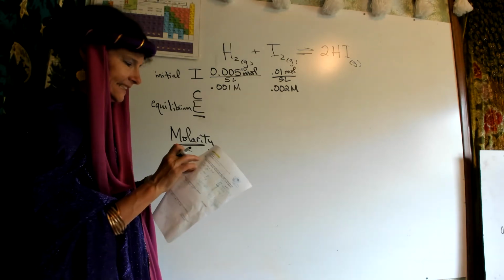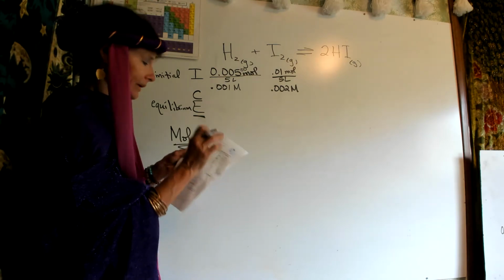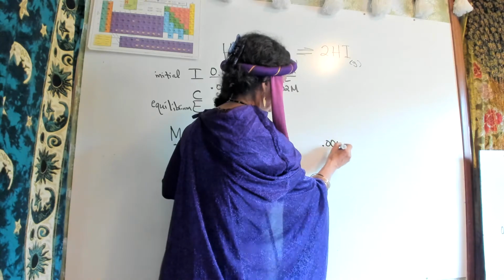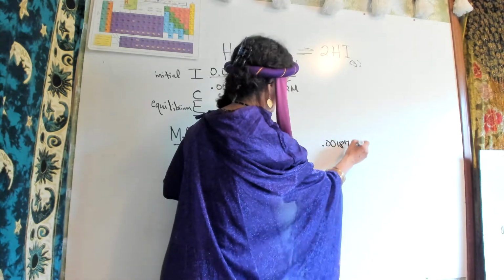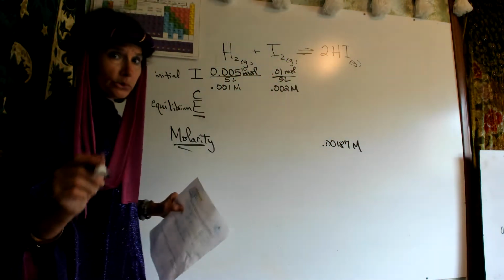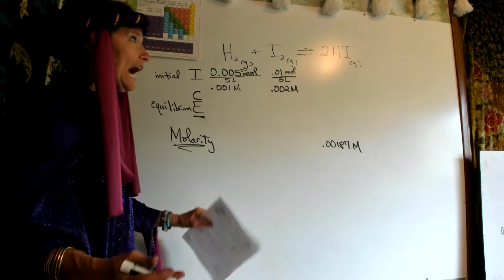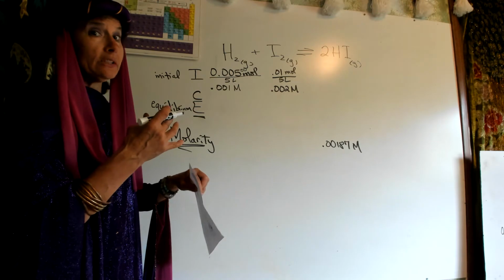And now you see it says at equilibrium, we find that the HI is 0.00187. And that has a capital M, so that is molarity, which is moles per liter. That is probably the most important unit you can have in chemistry, and we use it all the time this term.